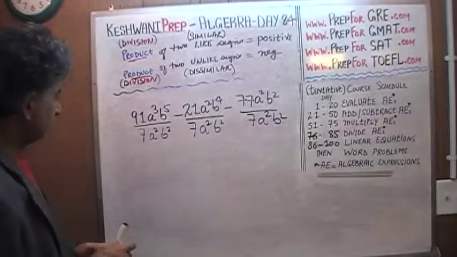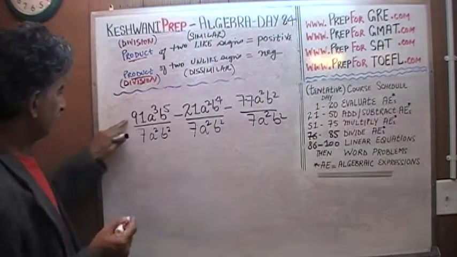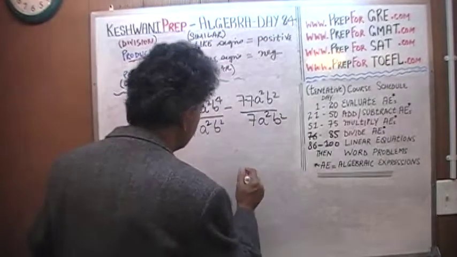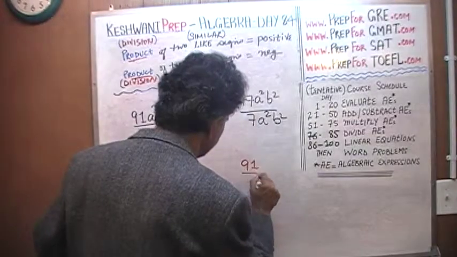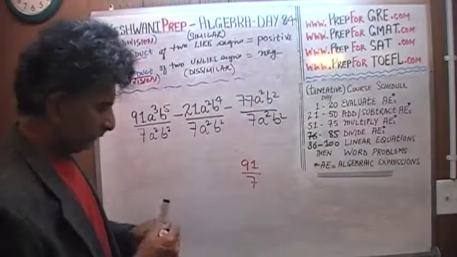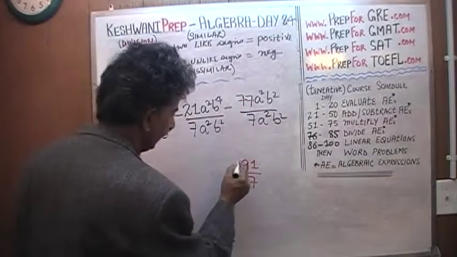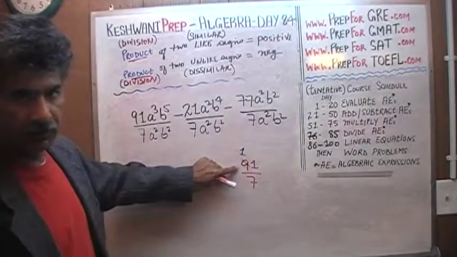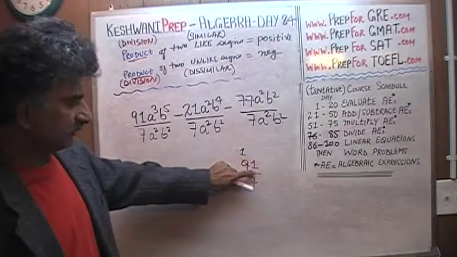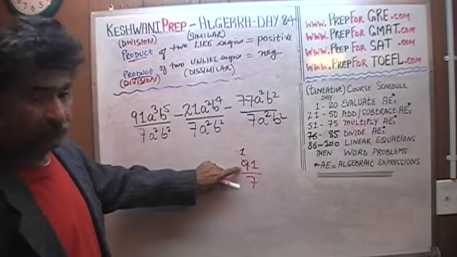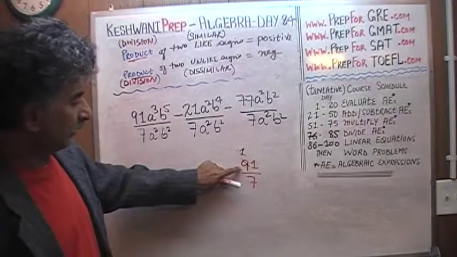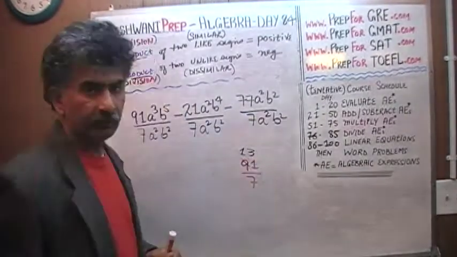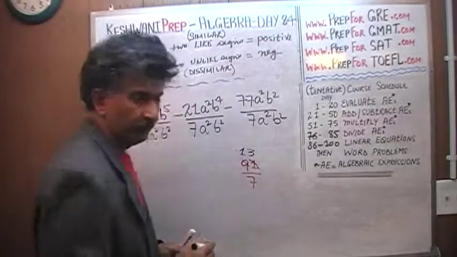How many 7's in 91? Well, there are a couple of ways you can figure it out. We know that there is one 7 in 9. The remaining 2 joins the next digit and becomes 21, because that 2 is actually a 20, and there are 3 7's in 21. So that's one way of doing it.